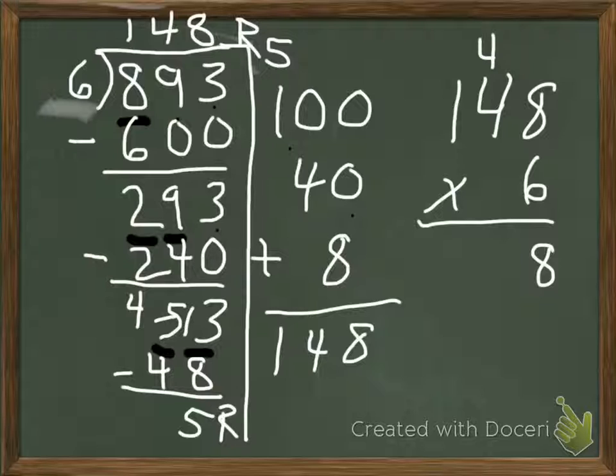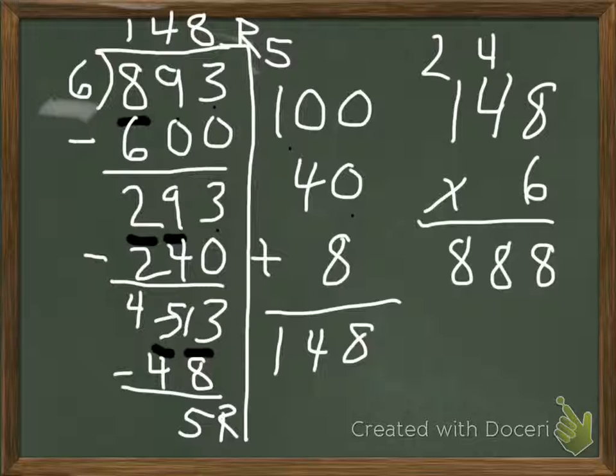I'll carry my 4, and then I'm going to go 6 times 4, 24 again. Now I add the 4, I have 28. And here's the funny thing, I go 6 times 1 and add that 2, and I actually have 888. But I'm not done, because you can see that I originally started with 893 being divided by 6, not 888.